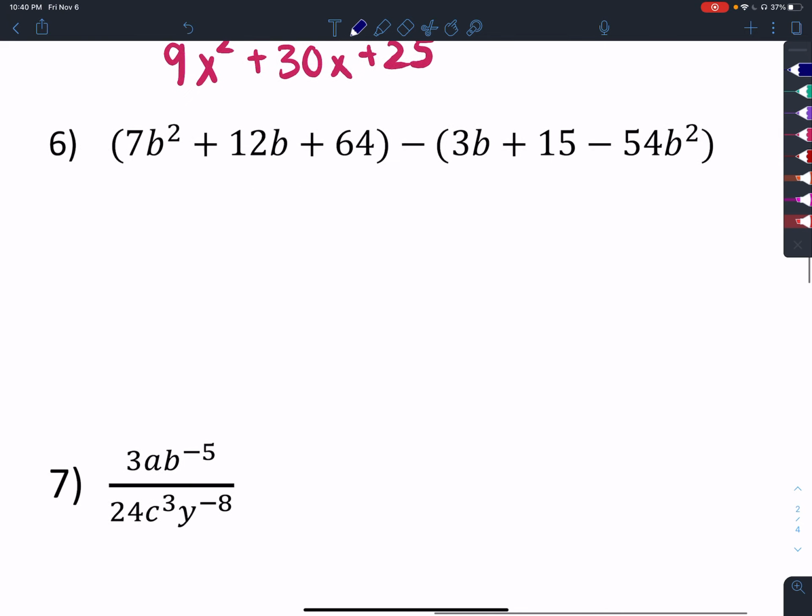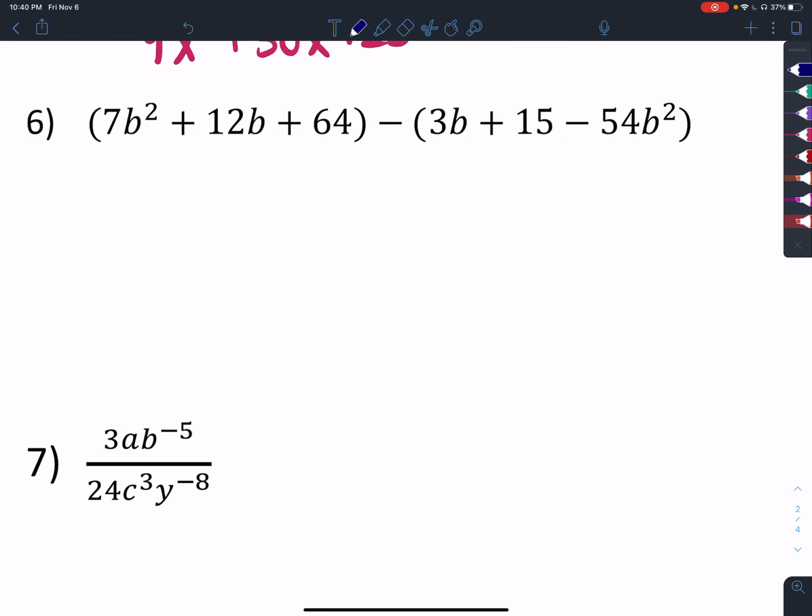Okay, now for number 6. For number 6, this is a polynomial subtracted by another polynomial. So this is a subtraction. We are not doing any multiplications. I saw some people do this as a multiplication. So they thought that it was all of this times all of this, but that subtraction there is really telling you that you are subtracting the two from each other.